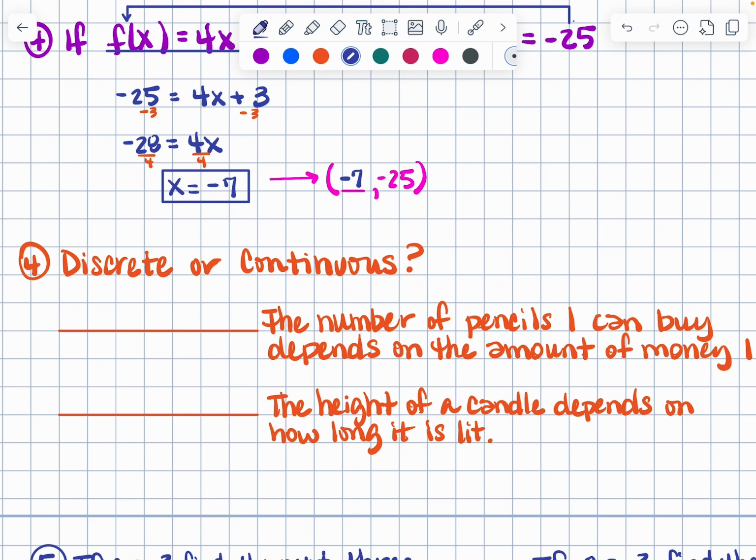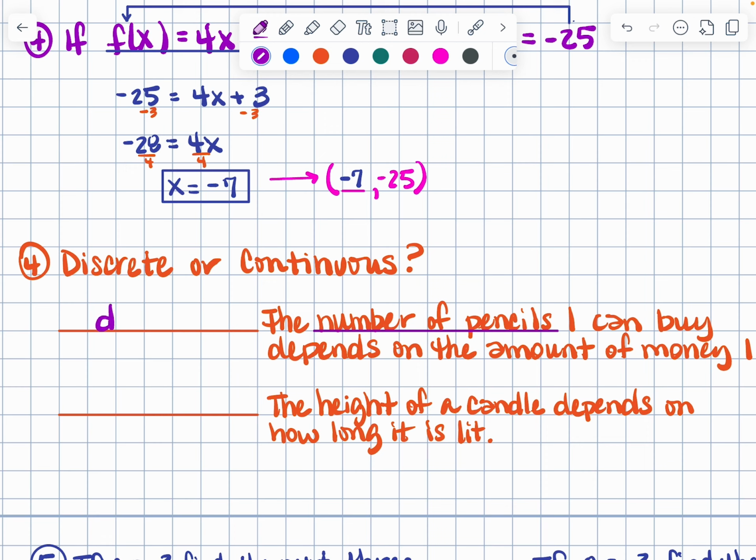So the first one says the number of pencils I can buy depends on the amount of money I have, right? And so clearly when I say the word number, right, a number of pencils. So you got to ask yourself, can I go to the store and buy 3.25 pencils? Can I walk in and buy 4 1/7 of a pencil? Right? So when I go to the store, I'm only buying whole pencils. I'm not buying fractional pencils or decimal values of pencils, right?